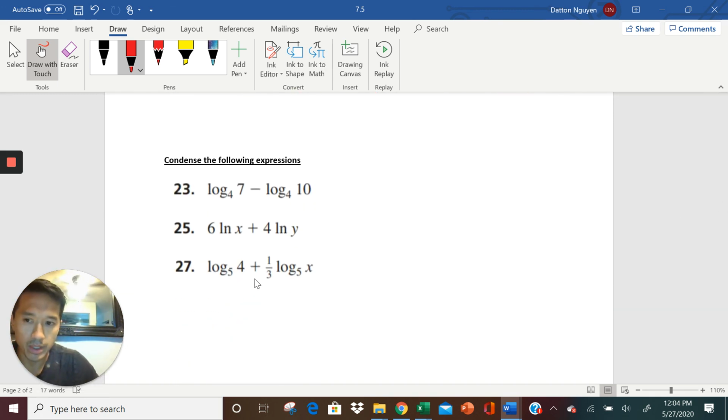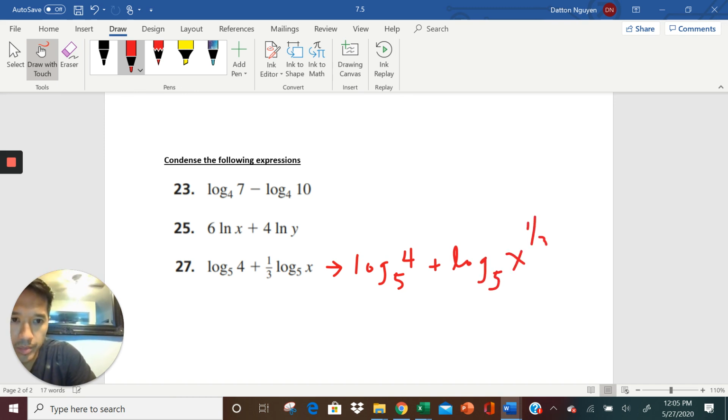Down here, this is what we did before, okay? Remember this 1/3 right there. What does that 1/3 mean? So if I were to represent that, my first log, I'm going to keep it as log base 5 to 4 plus, but this time, this is log base 5 of x to the 1/3 power, okay? So now I have a plus. What does that mean? I'm going to multiply what's in here times what's in that parentheses times what's in this parentheses, okay? So hopefully that helps you out, guys.